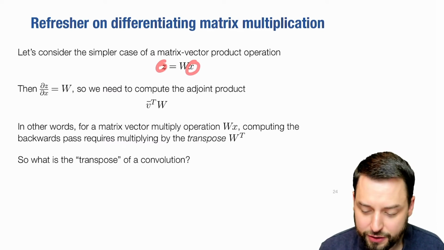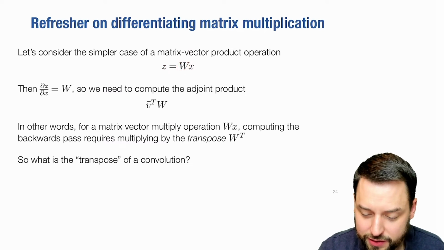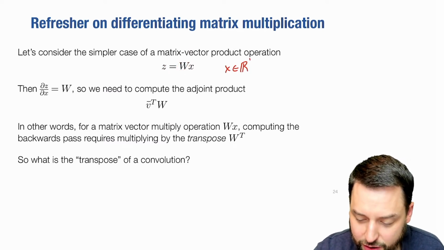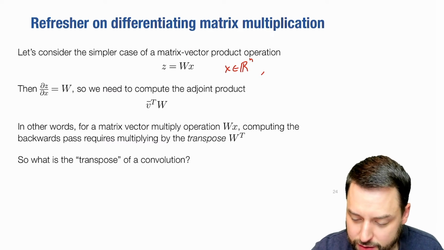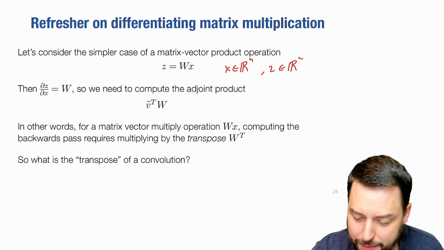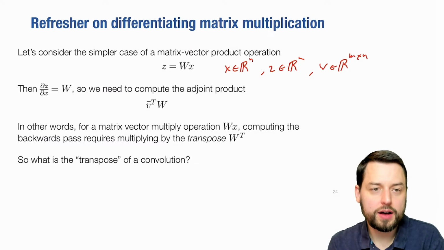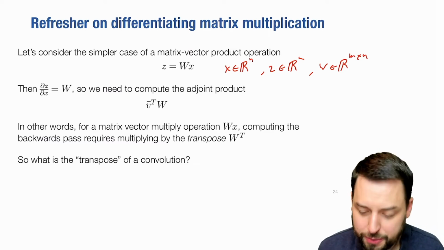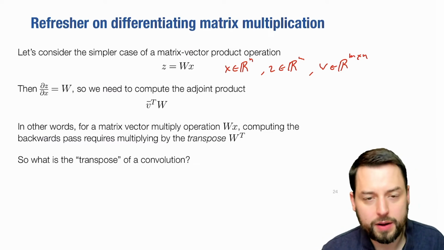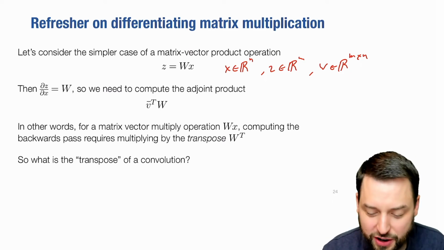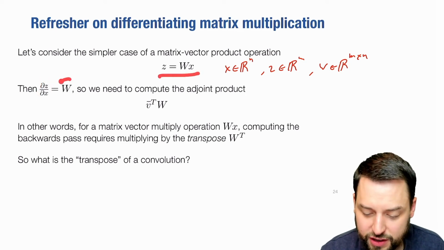So let's think about a simpler operation here, where x is a vector, z is another vector, and w is a matrix. So let's think about x being a vector in R^n, z a vector in R^m, and so w would be a matrix in R^(m by n). Let's think about that as our starting point. Now, we know from our basic differentiation rules that the derivative of z with respect to x for this operation is just equal to w, right?